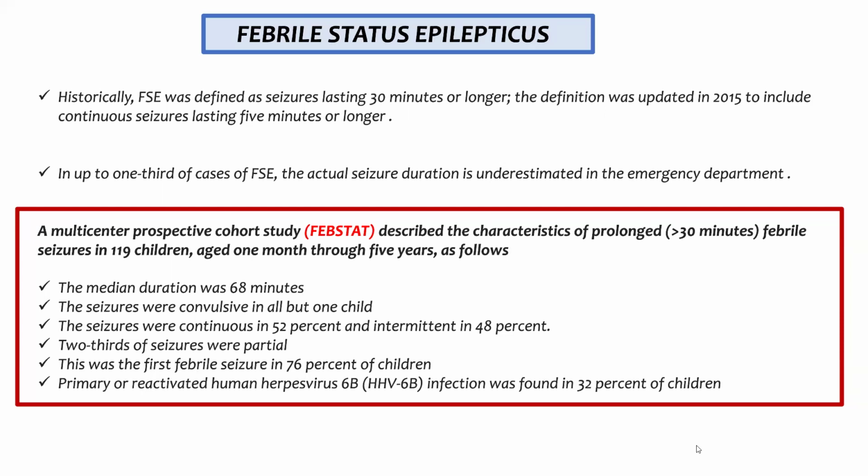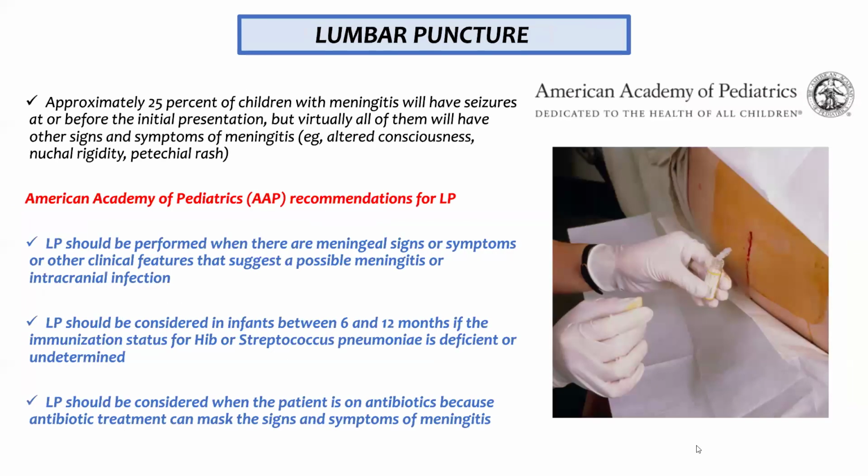They have also found that if there is an increased number of recurrences of febrile seizures, then that can cause medial temporal lobe sclerosis and a future risk of unprovoked seizures.